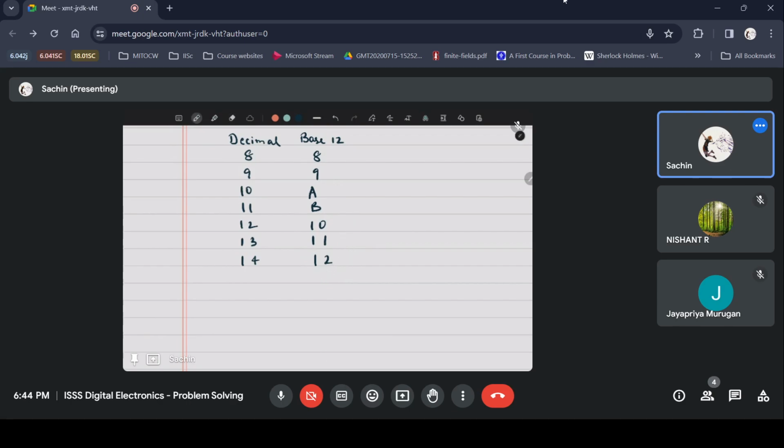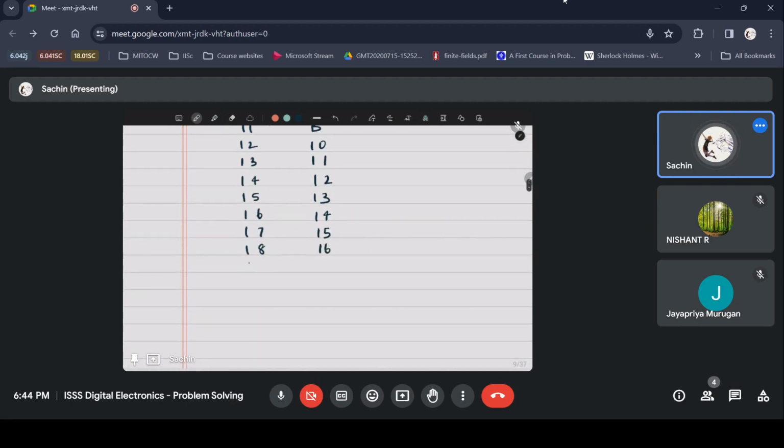So 14 is 1 2, 15 is 1 3, 16, 17, 18, 19, 22. What will 22 be?